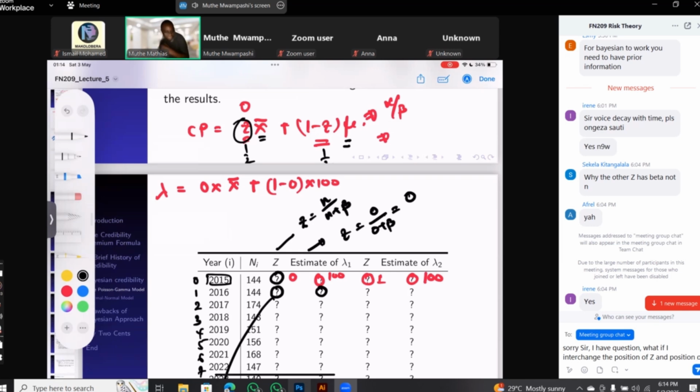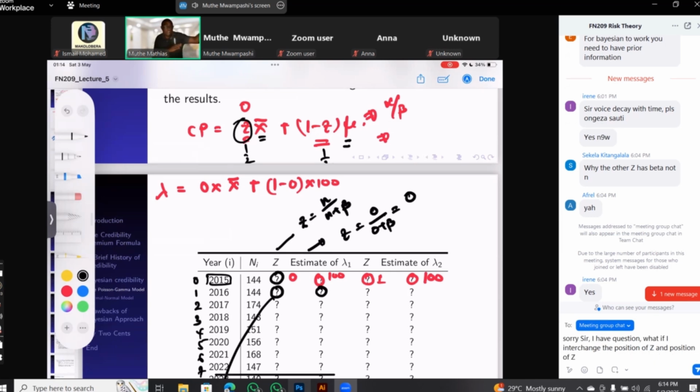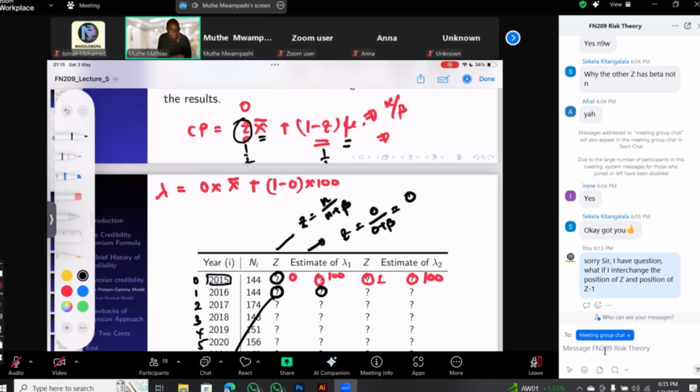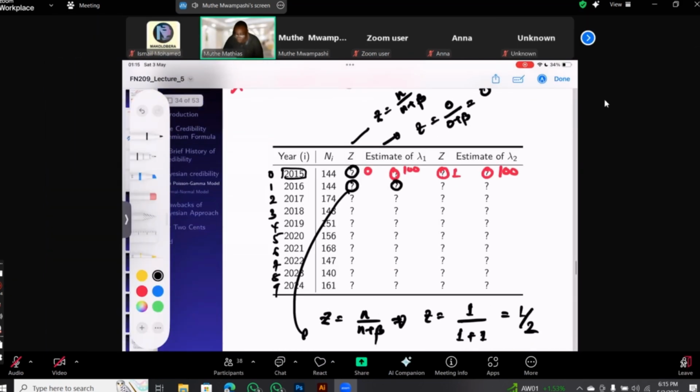So the more data you have, the more your Z will go up. We are saying Z is an increasing function of n, which makes sense, because the more data you collect, the more trust you can put in the risk itself. Why? Because you have more data from that risk. So why not put more weight in that? That is actually how it goes. I don't know if that makes sense.